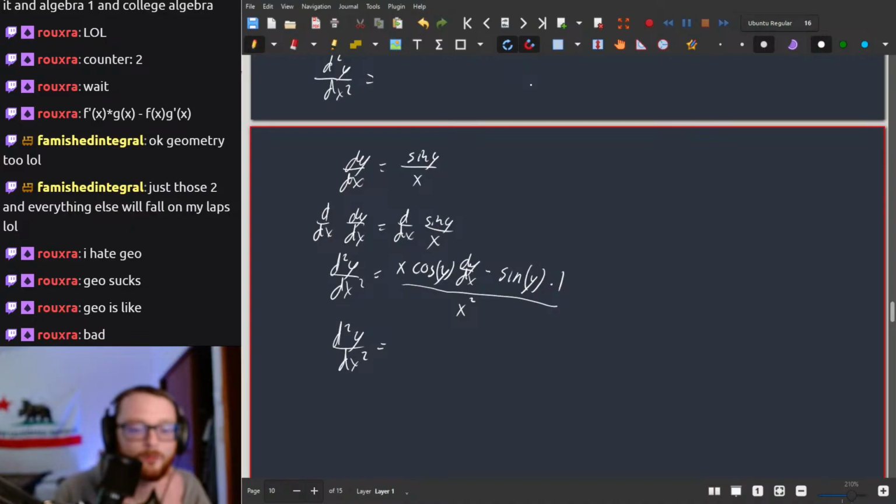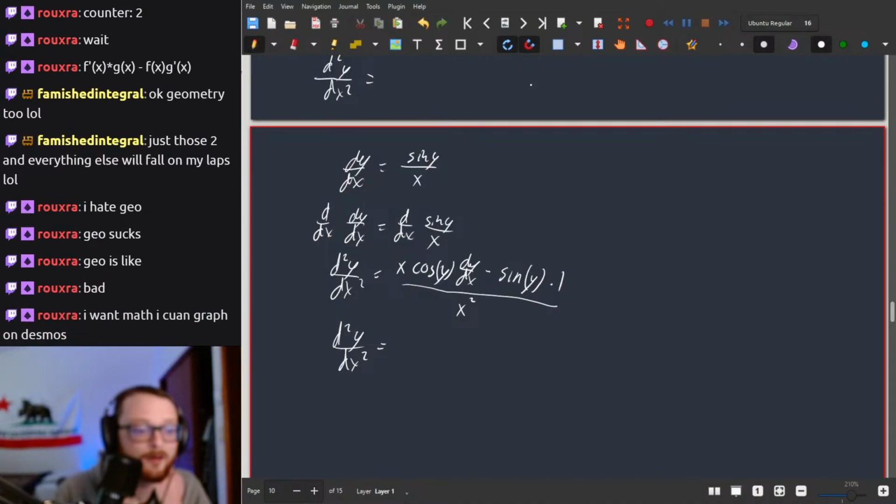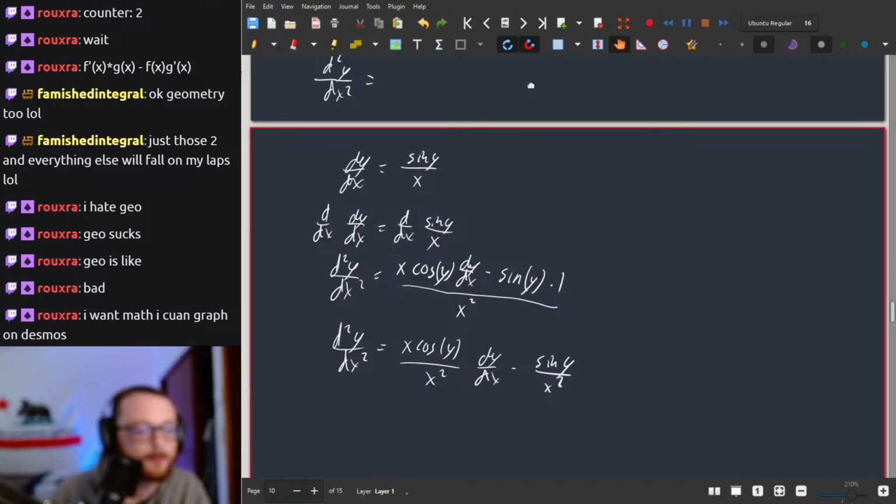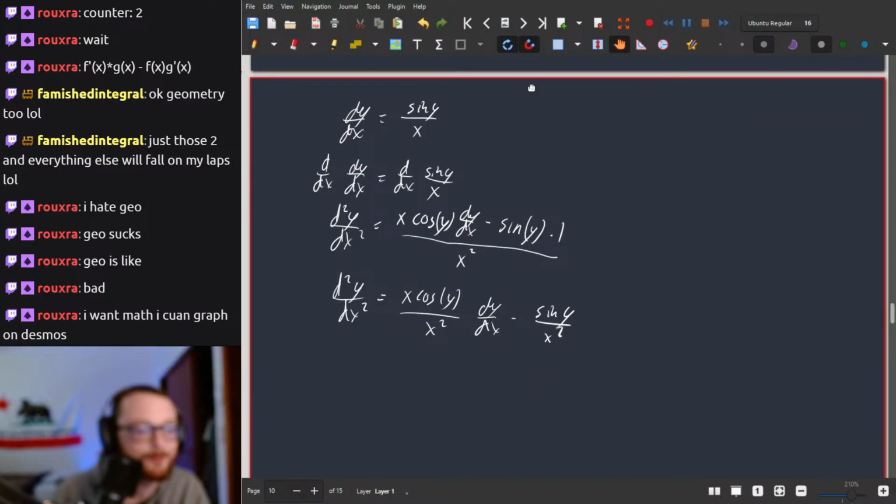Okay, so I'm going to split this fraction up into two, because this is pretty much the answer here, but we can make this simpler. x cosine y over x squared. I put the dy by dx off to the side here. Minus sine of y over x squared. You can graph on Desmos.